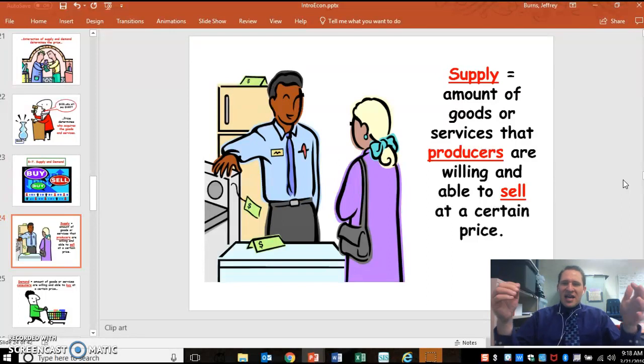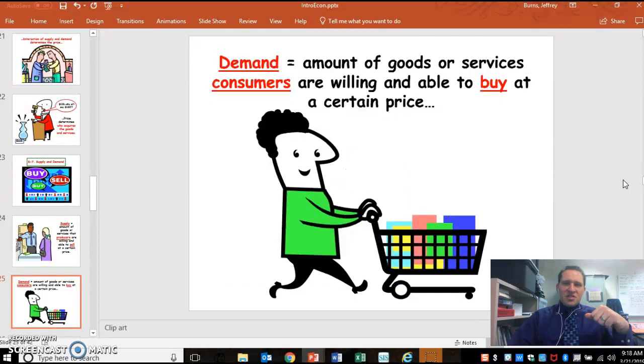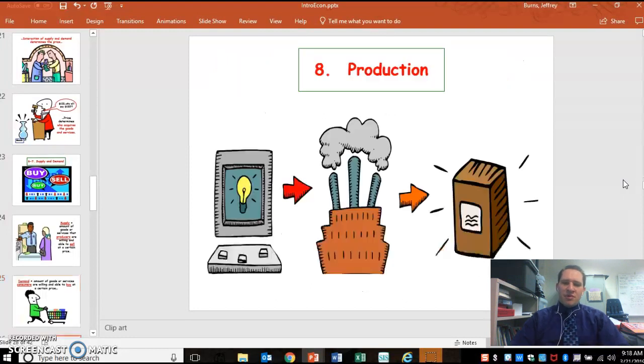But demand is going to be the opposite of supply. So 7 is demand. This is the amount of goods and services consumers or individuals are willing and able to buy at a certain price. And again, with demand, the lower the price, the more people are willing to buy. So you've got these lines that are intersecting. Supply goes up from the axis up to the right. Demand comes down. And where they intersect, that's going to be your equilibrium price.